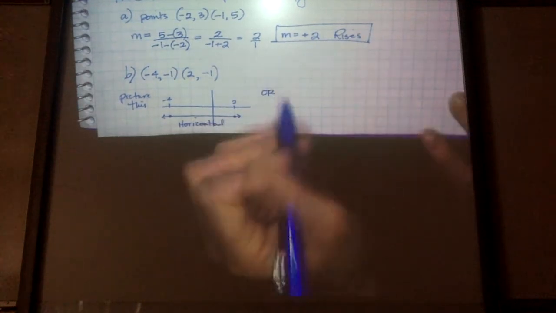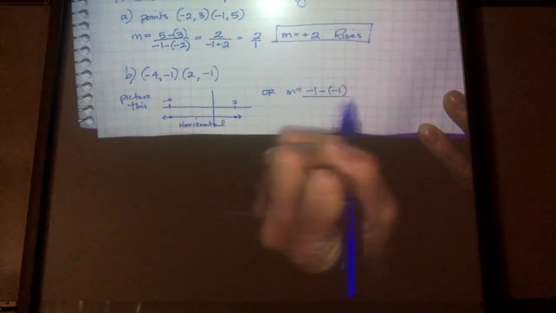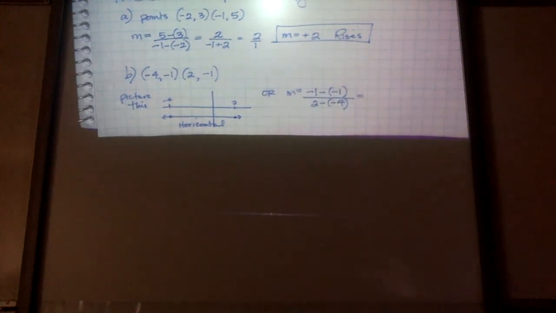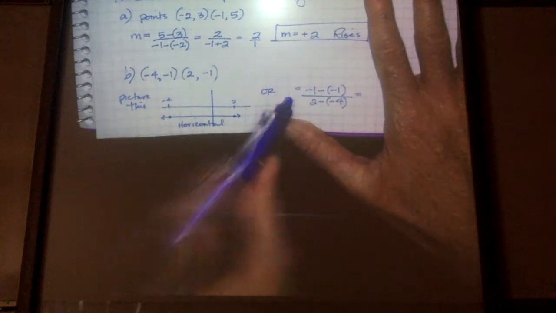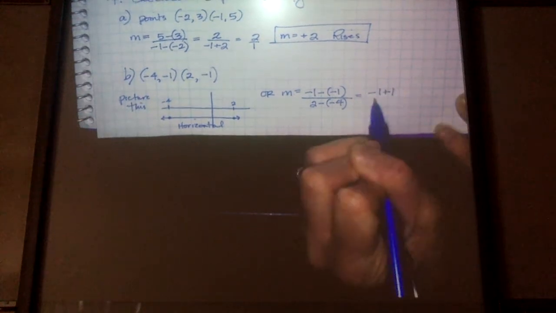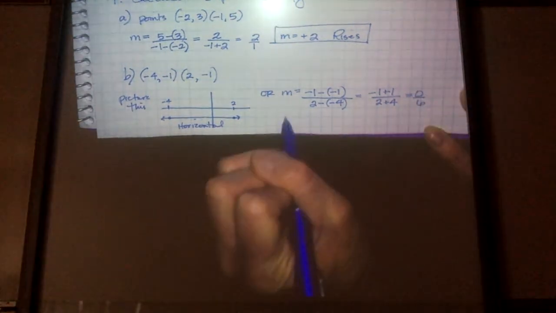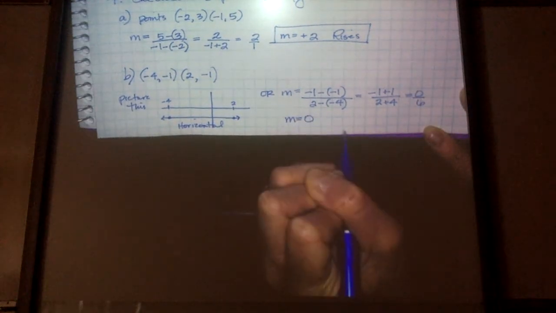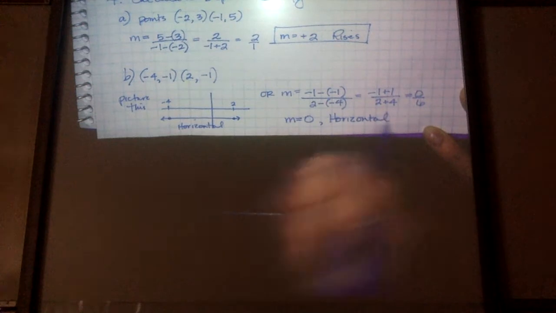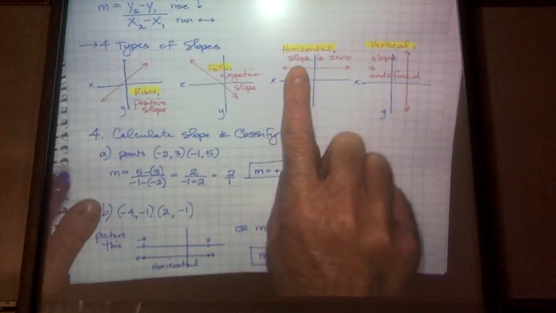Or you can calculate. So m equals -1 minus -1 divided by 2 minus -4. Notice those parentheses I'm using. Okay, you need to do the same. So this becomes -1 plus 1 over 2 plus 4. So I get 0 divided by 6. So my slope is 0, and it's horizontal. So if I get a slope of 0, remember, slope is 0, horizontal.